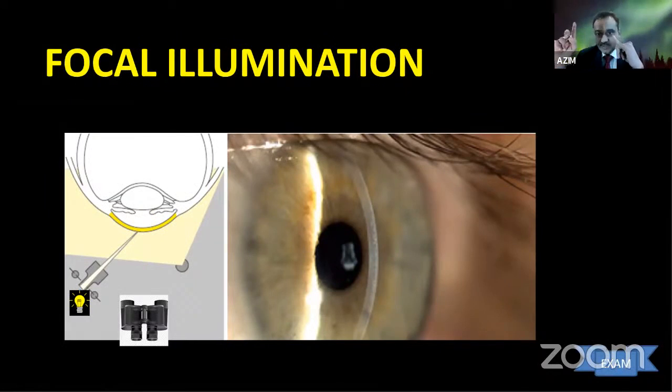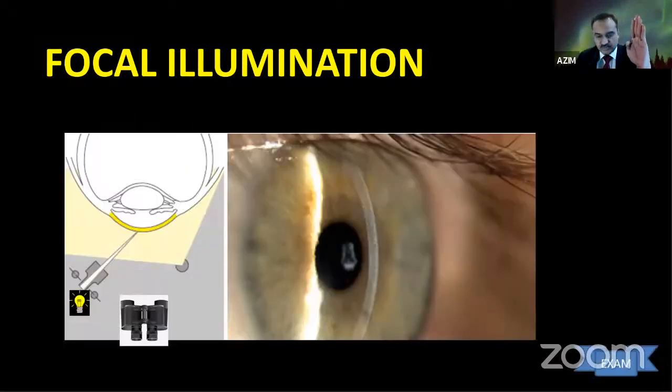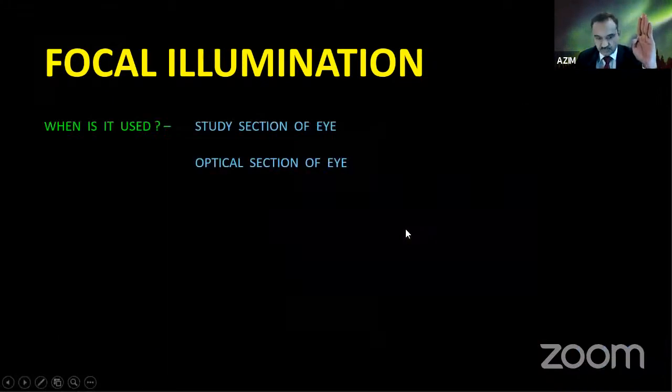One already ticked. We go for the second one, which is focal illumination. What is it? You're going to see a single portion only. Focal illumination allows you to see one part of the eye only. So it can be like an optical section. You see, this is like a section. Suppose you take the eye and you cut it. This is how you'll be seeing it. It's an optical section of the eye.